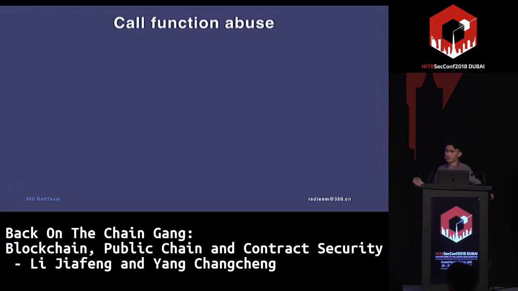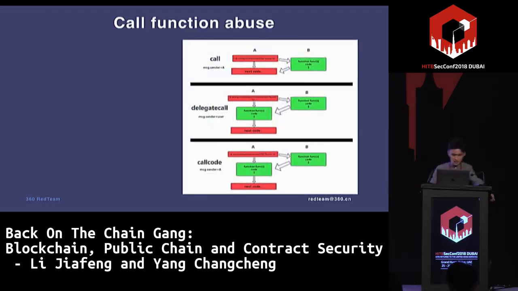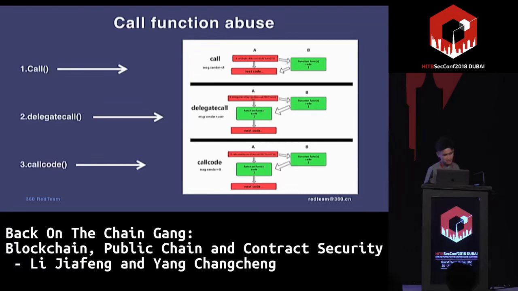So if you want to research it, you can just search for it. Okay, let's take a look at call function abuse. First, we introduce three call functions. First is the call function, the most used one. After the call, the variable msg.sender will be changed to caller A, and the execution environment is B.